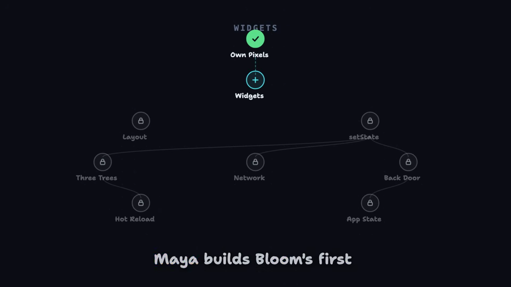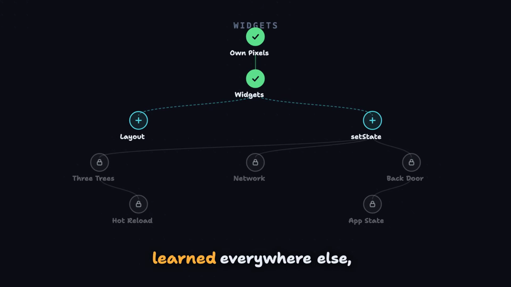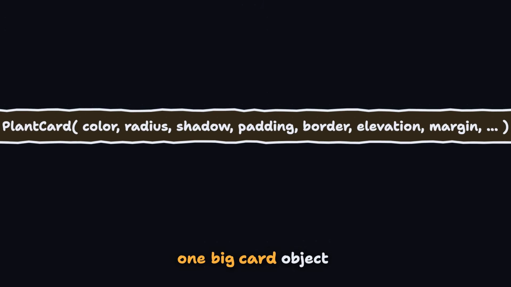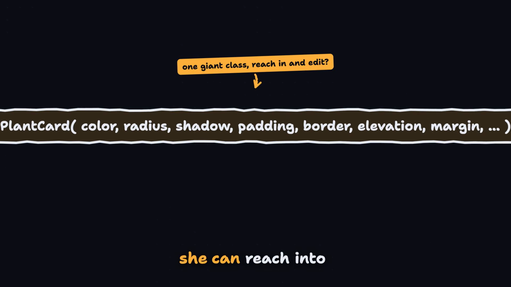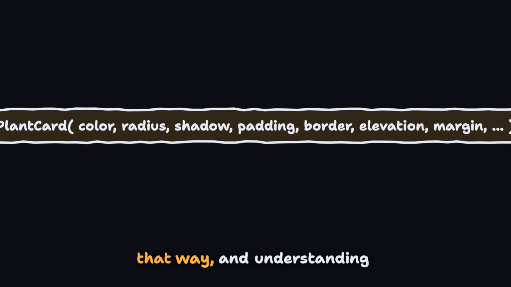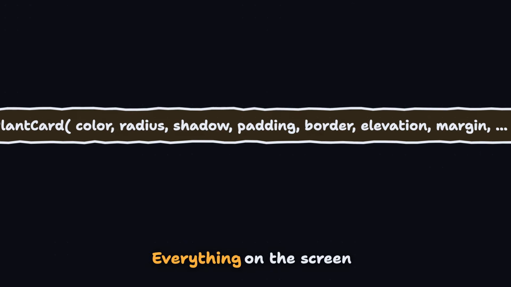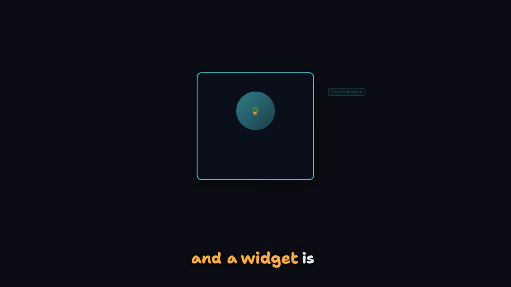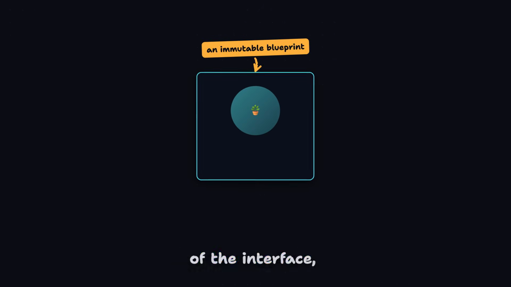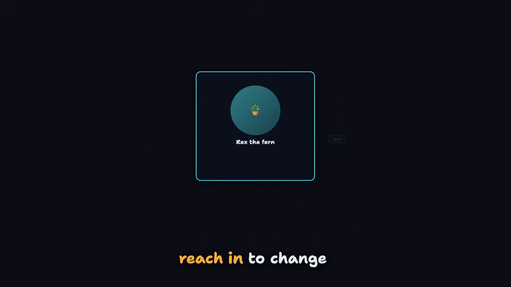Chapter 2. Maya builds Bloom's first plant card and reaches for the habit she learned everywhere else, one big card object with a dozen settings she can reach into and edit later. Flutter refuses to work that way, and understanding why is the whole model. Everything on the screen is a widget, and the widget is an immutable blueprint of the interface, meaning you describe it once and can never reach in to change it.